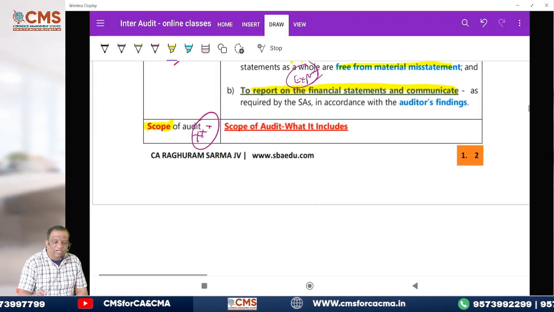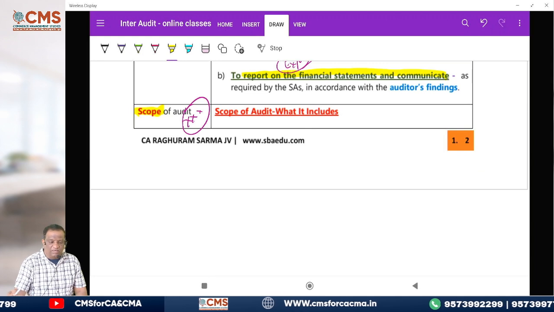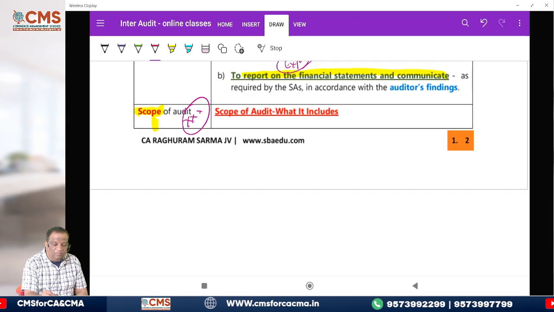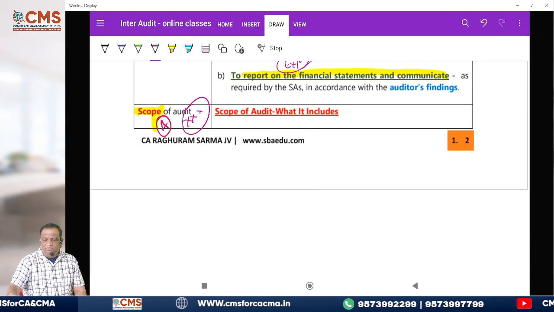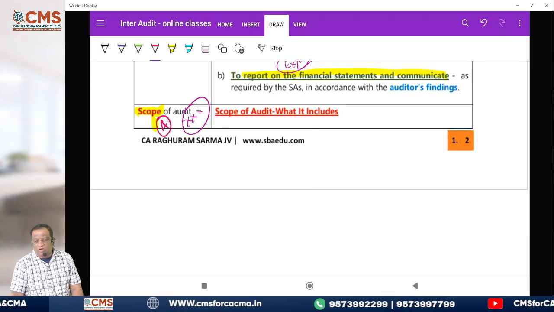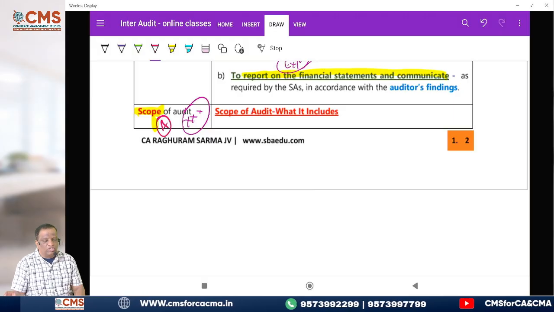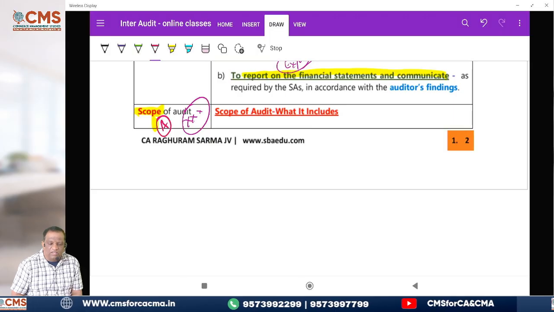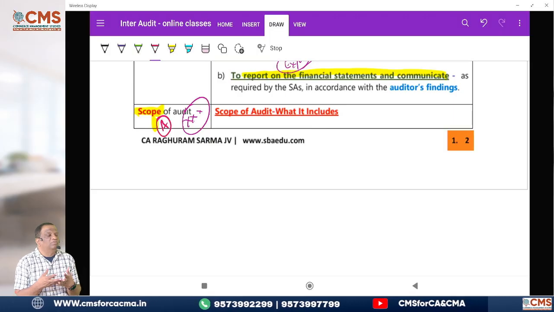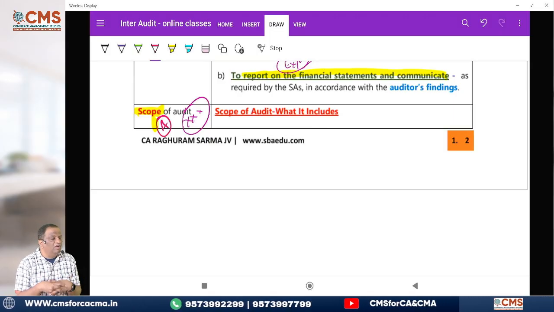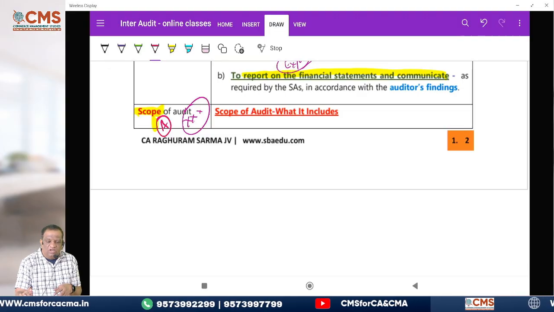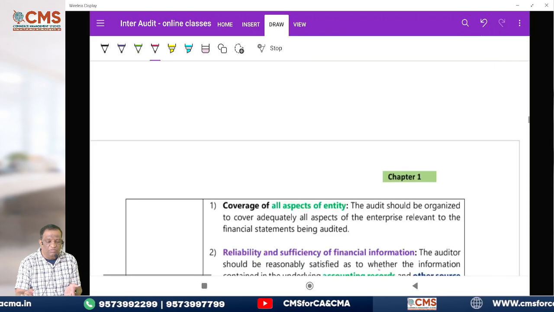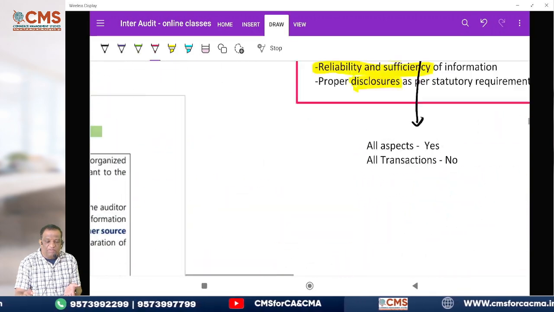Then moving to the next piece, scope of audit. Take 3 stars to it and mark it as a category. In your revision, it is all the more important to identify which topics to read and which topics to leave. And if you are a smart student who catches which topics ought to be read more, then half the battle is won. So in that context, what is included in the scope and what is not included in the scope is what is more important.